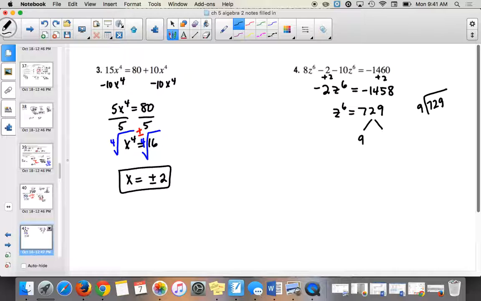Can you guys do it in your head? 8, because of the 72. 81, exactly. So 81. 81 breaks into 9 and 9. So we get 3 times 3 times 3 times 3 times 3 times 3.